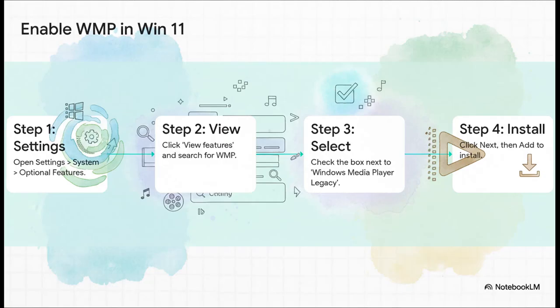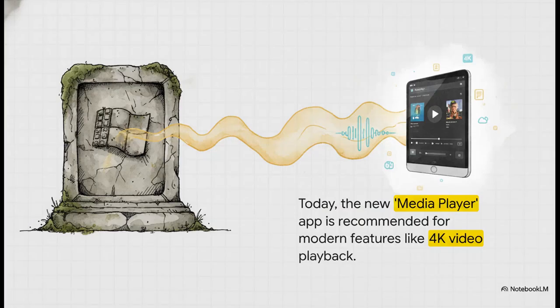And hey, if you're feeling a little pang of nostalgia, you can still get it. In modern Windows, you just have to go into your settings, find optional features, and you can reinstall it with just a few clicks. The classic player, with its familiar face, can be right back on your desktop. But for everyday use now, Microsoft recommends its new app, which is simply called Media Player. This is the official successor, and it's built from the ground up for today's world, with support for things like 4K video that the old WMP legacy was just never designed to handle.